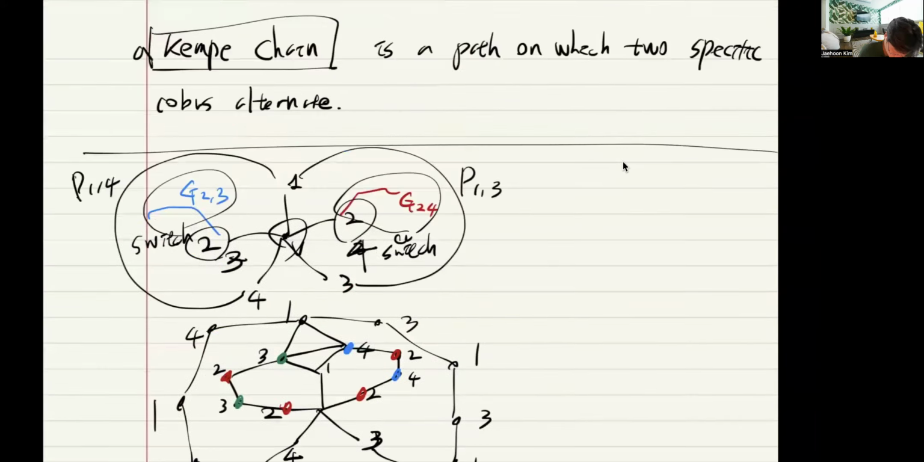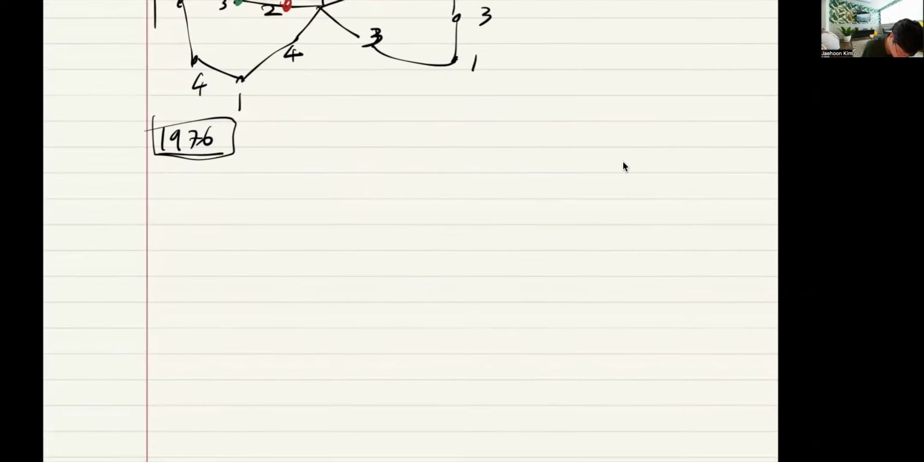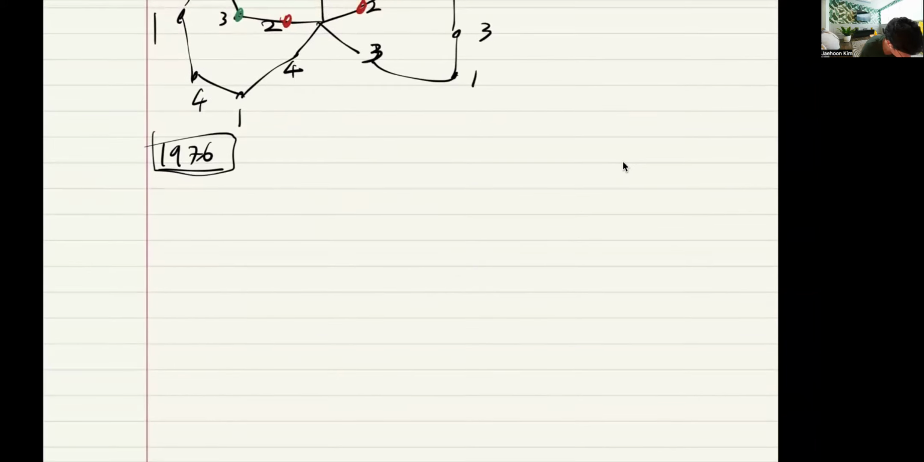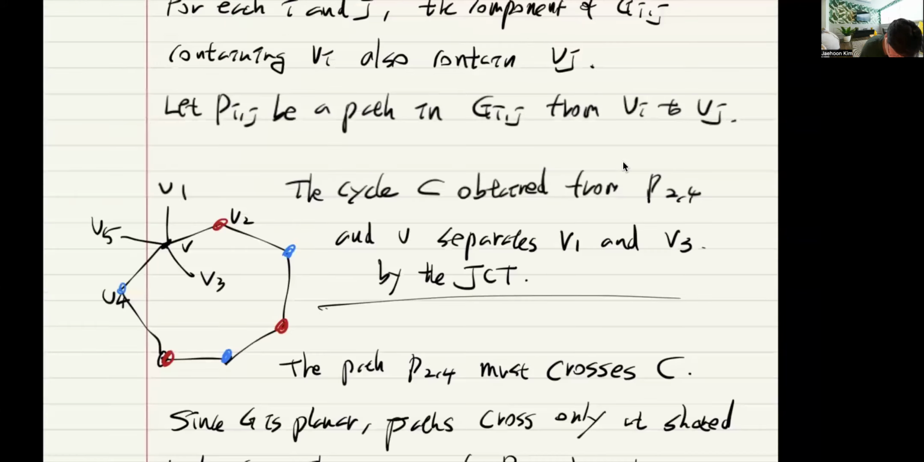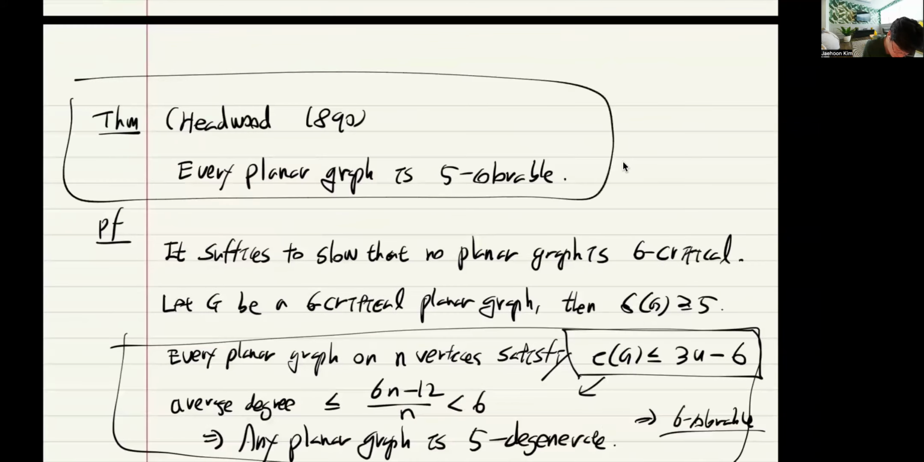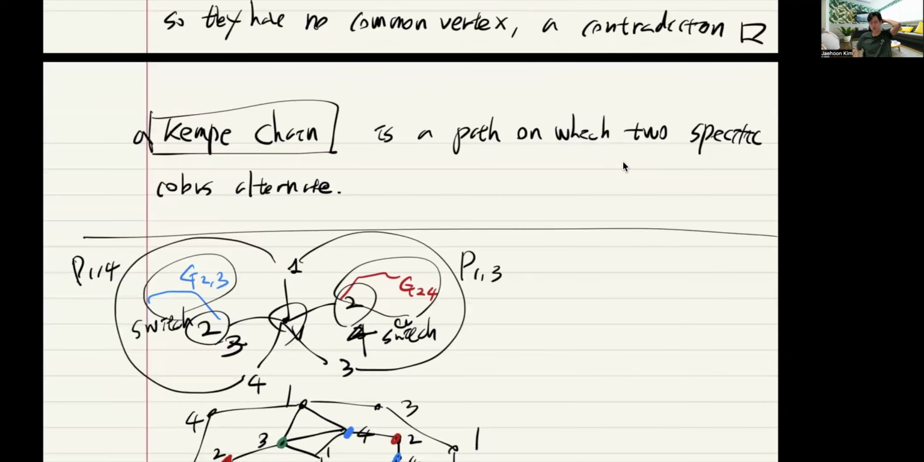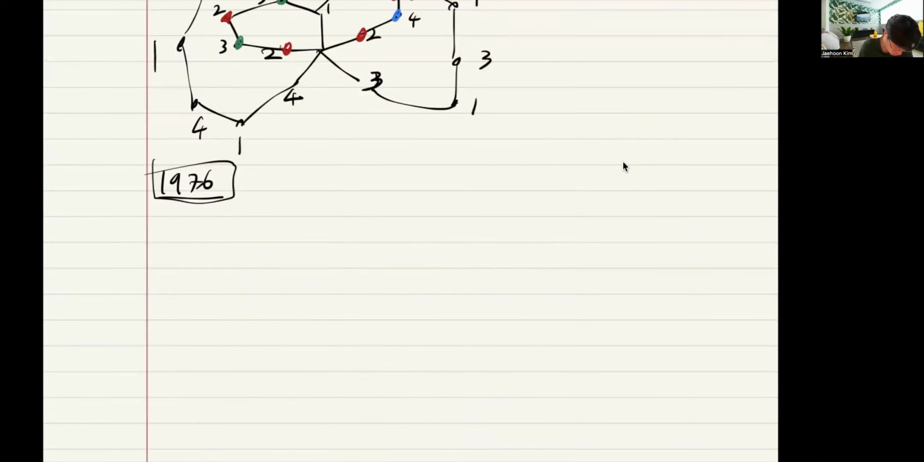Okay, and after a long time, in 1976, Appel and Haken finally proved the four-color theorem using computer search. We will talk about this, but before that, we discuss other things first. One of the things that we want to consider is strengthening of this theorem. It's not tight because we know that every planar graph is four-colorable. But then what about list coloring?